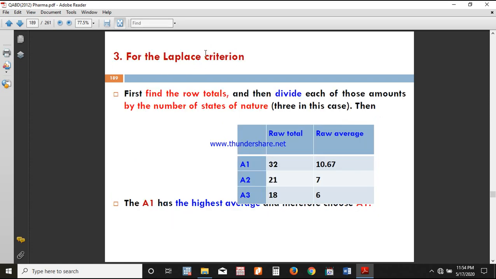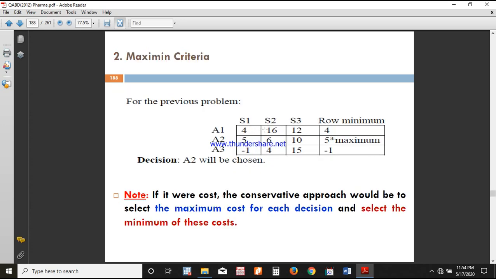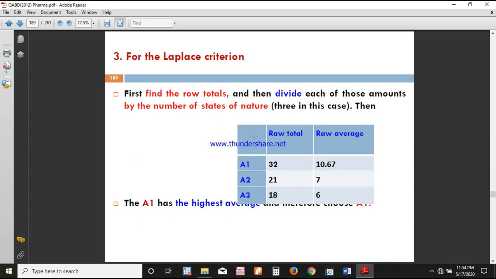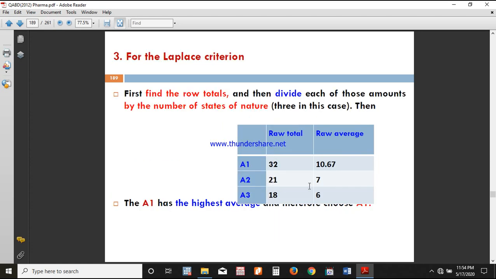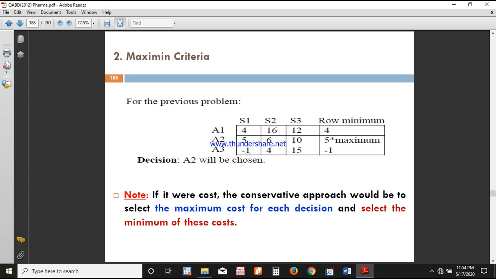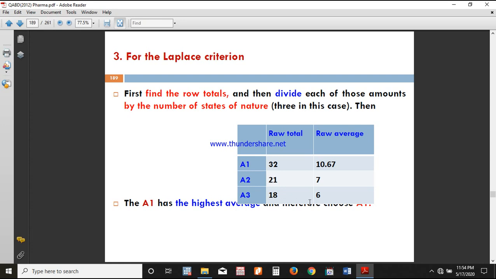For the Laplace criteria, you can sum each row's values. In the first row, 4 plus 16 plus 12 is 32. 32 divided by 3 becomes 10.67. In the second row, 5 plus 6 plus 10 is 21, and 21 divided by 3 is clearly 7. In the third row, 15 plus 4 is 19, 19 minus 1 is 18, and 18 divided by 3 is 6. Therefore, the highest value is A1.